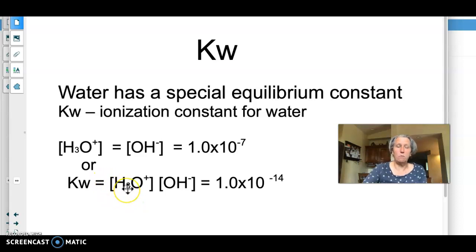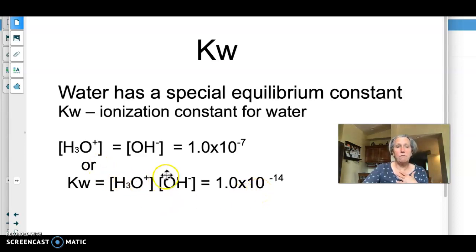The Kw, which I'll commonly refer to as the Kw equation, is equal to the hydronium ion, or you could say hydrogen ion, times the hydroxide ion, and that value will always be 1 times 10 to the negative 14.